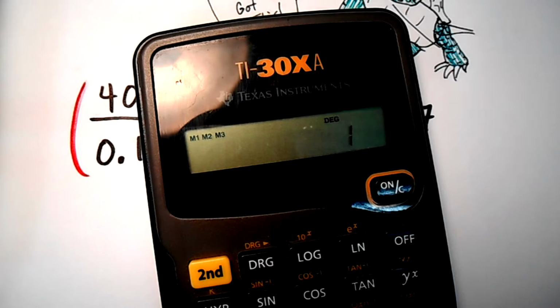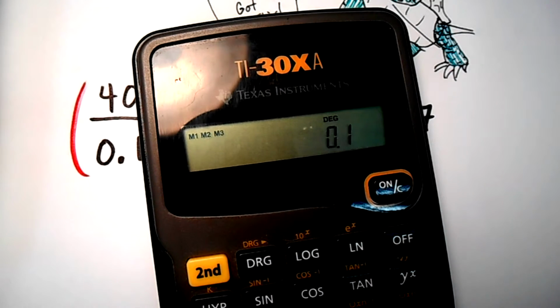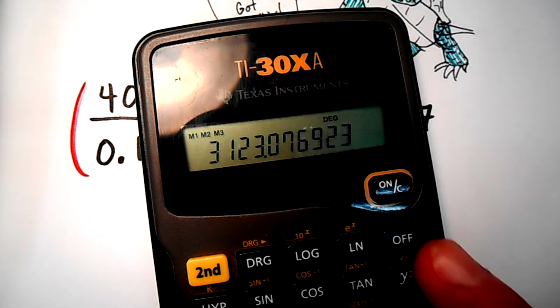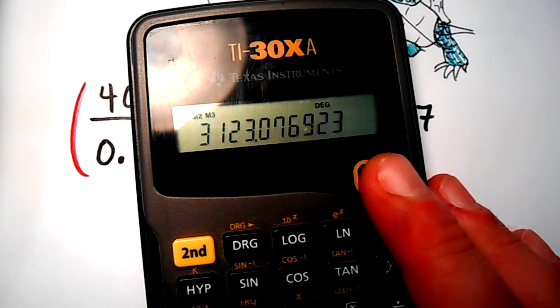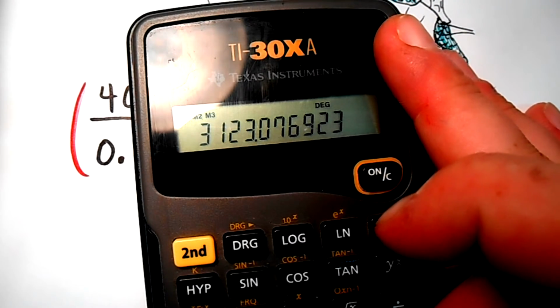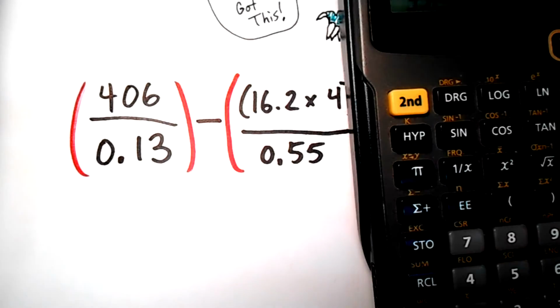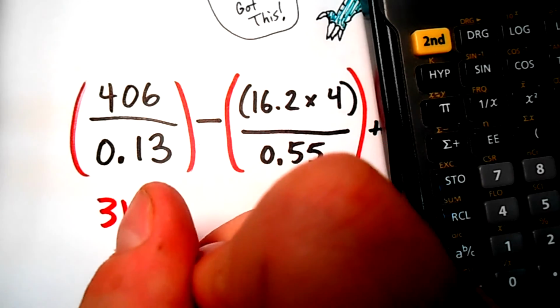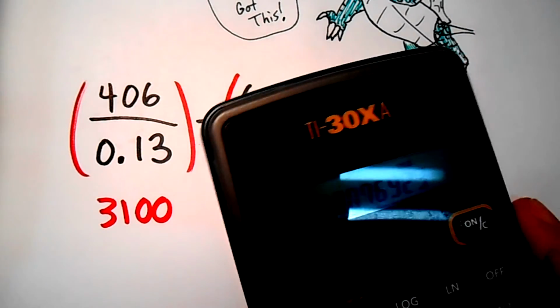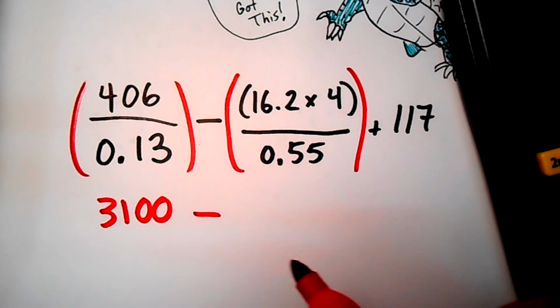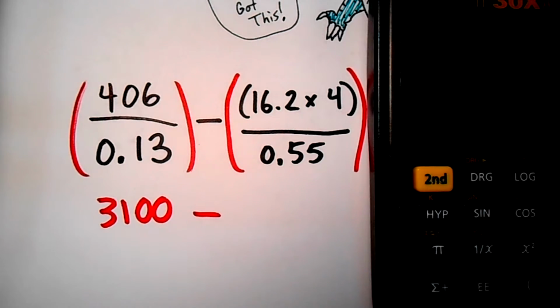I got 406 divided by 0.13. I've got 3,123 or so. So I've got to round that to 2 sig figs. That's going to be 3,100. So here I've got 3,100 already rounded with just 2 sig figs in that number. Okay, I'm going to subtract from that whatever this winds up being.